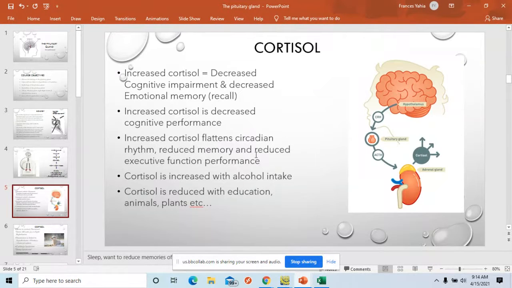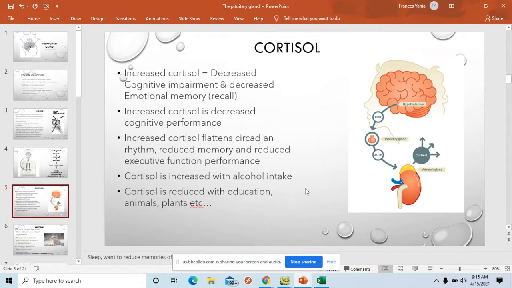It reduces memory and reduces executive function. The executive function happens in the prefrontal cortex, and that is what I call adulting. That is when we can really think clearly, go from child to adult, and make a good choice. We do not do this when cortisol is being released from the adrenal glands.